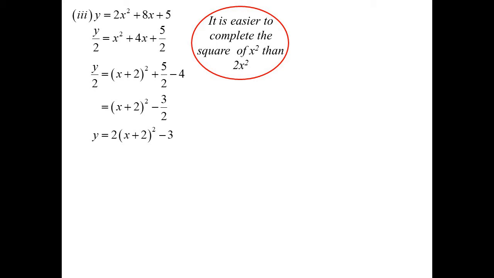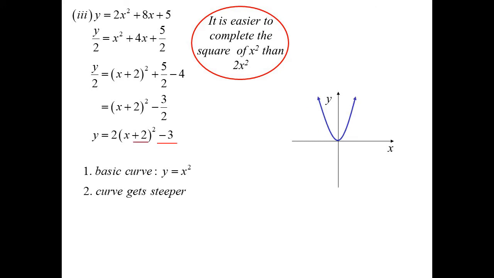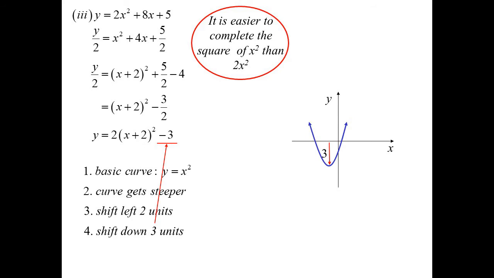We can see what's happening. So it's the basic parabola again. This time, the 2 in front of the (x + 2) squared makes the curve steeper. We have a horizontal shift. We're going to move this one left, negative 2, and we're shifting it down 3 units this time. And so there's my new parabola. Okay, so that's translation, the sliding.